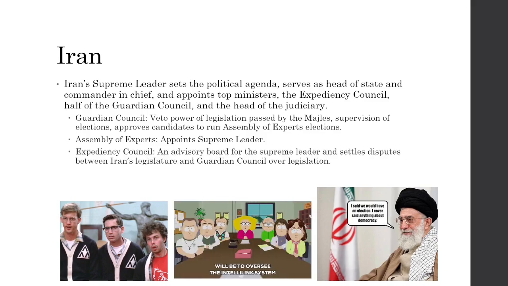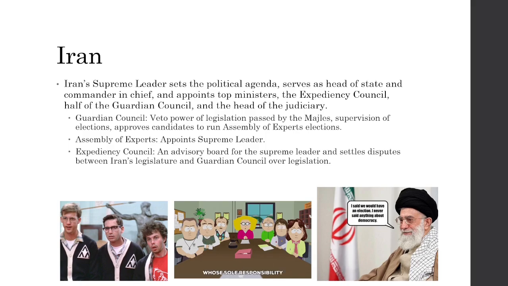And then the Expediency Council is an advisory board for the supreme leader. They're kind of like their secretaries, and it settles disputes between the legislator and the Guardian Council over legislation. Because the legislator will be like, yeah. It's very, very, very Muslim law.